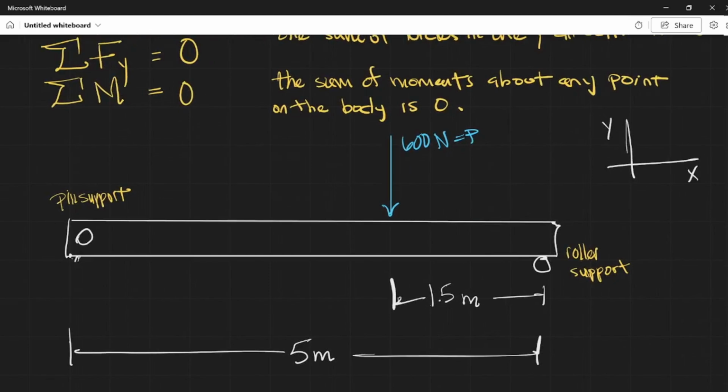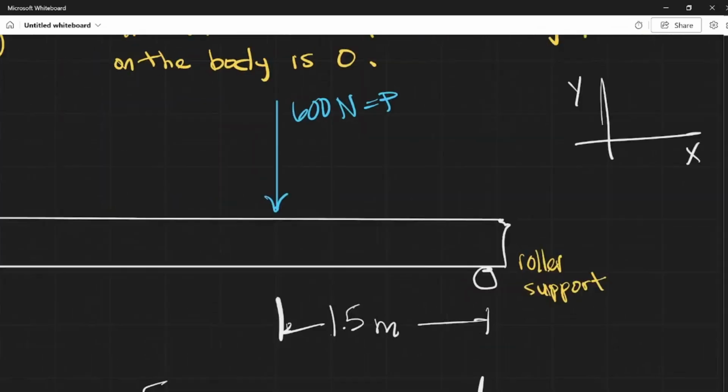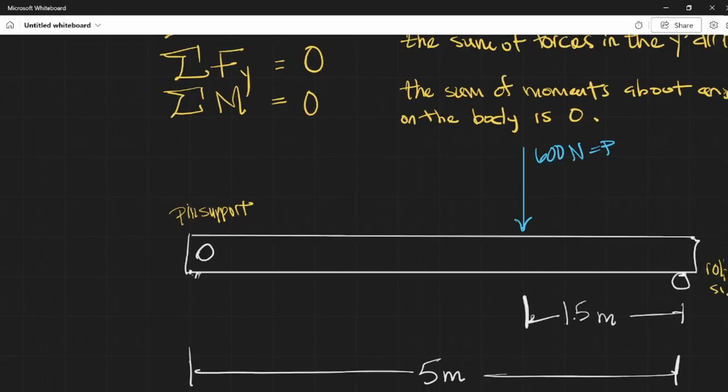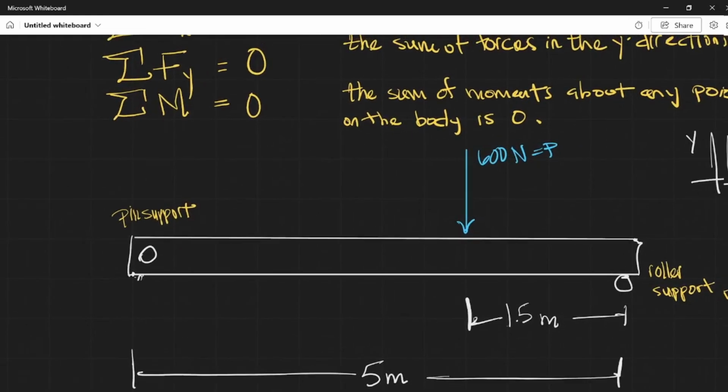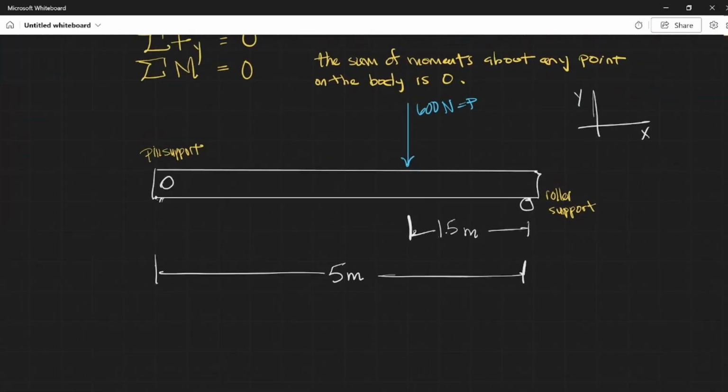What about the moments? Well, it looks like the roller support does not permit any rotation about it. However, the pin support does. So the pin support allows for a reaction moment and reaction forces in both the x and y direction, whereas the roller support supports only forces in the y direction.